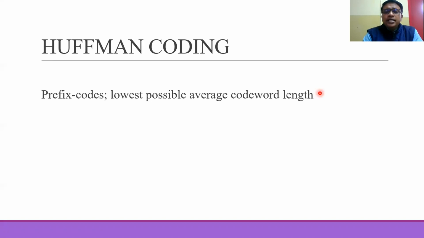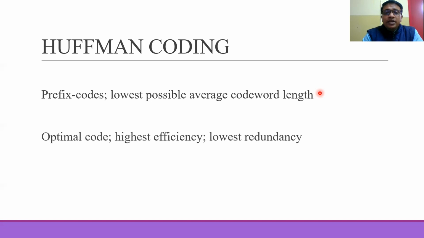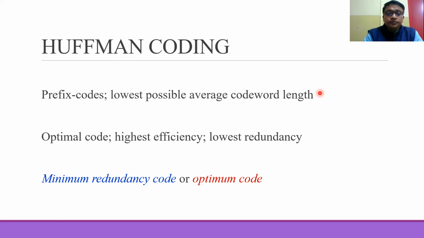So what is Huffman coding? It is basically a prefix code, as we have discussed for Shannon codes also. And obviously it is one of the best possible source codes because it has the lowest possible average code word length. As it has the lowest possible average code word length, we call it an optimal code. And as it is an optimal code, the efficiency, which we have already considered in the Shannon code also, is the highest for this Huffman code. And as the efficiency is the highest, the redundancy will be the lowest. So in other words, we call this code a minimum redundancy code or optimum code.